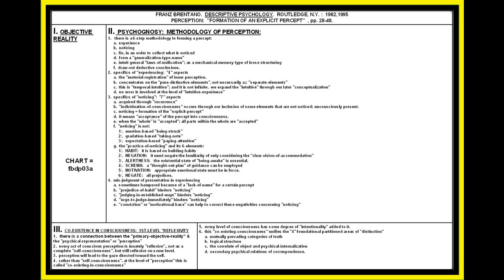Now for noticing, he says that it is acquired through recurrence, and the individuation of consciousness occurs because there are some elements that are gathered unconsciously and not really through noticing that also become a part of the individuation of consciousness. Noticing is that moment of the formation of the explicit percept. It means acceptance of the percept into consciousness. When a whole is accepted, all the parts within the whole are accepted.